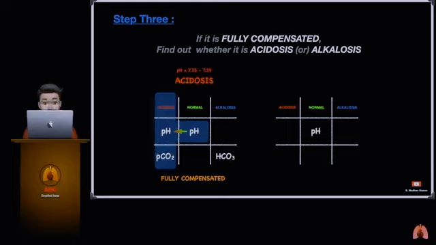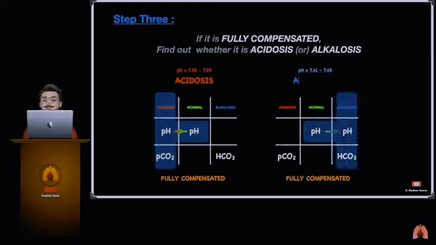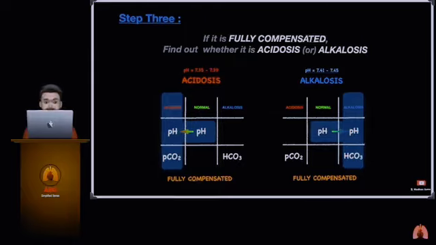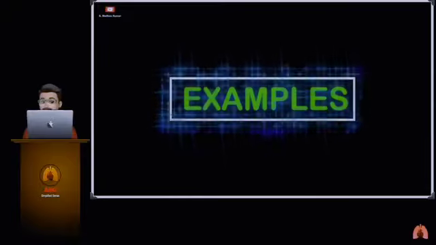The same way, the pH is normal, the PCO2 and HCO3 values are abnormal, it is fully compensated, and the pH value is in the range of 7.41 to 7.45. The pH is leaning towards alkalosis, so it can be considered as fully compensated alkalosis. This method can be followed only if the values are considered to be in the fully compensated state. Now let us see some examples.